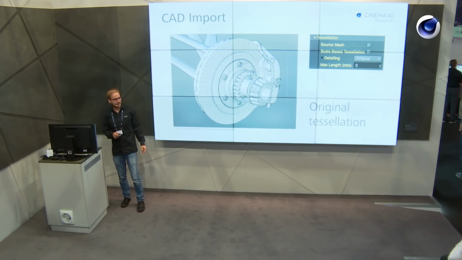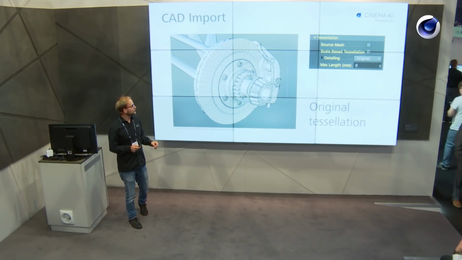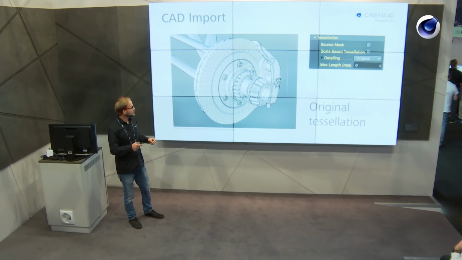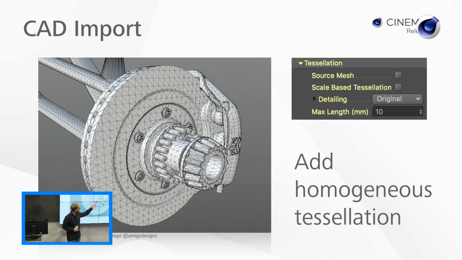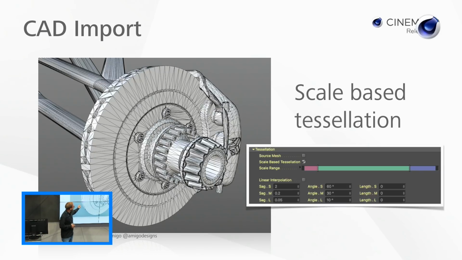You can also adjust the tessellation. This is the original tessellation, but you can also add some homogeneous tessellation by bringing up the maximum length of the edges. And you can tessellate based on the scale of an object. So a bigger object will be tessellated higher, or with a better quality, than a smaller object, like screws, for example. Normally, you don't need that much detail in a screw, but in the bigger object. And this is what scale-based tessellation does.